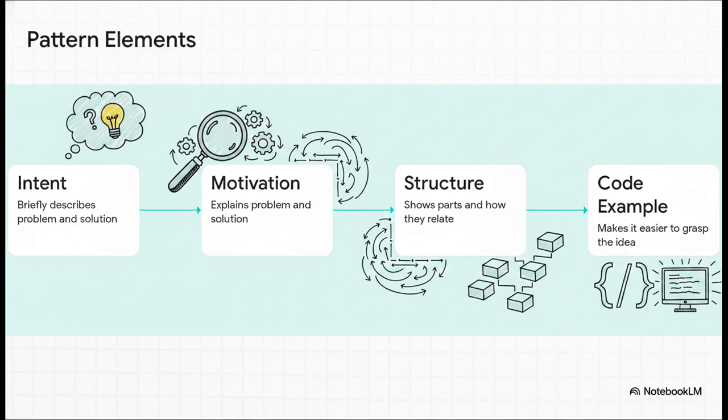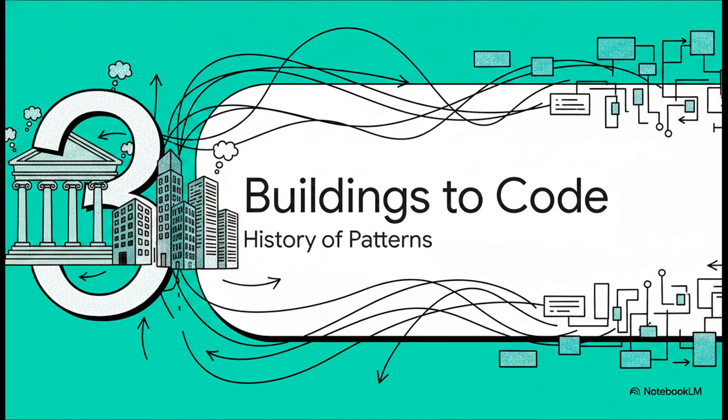Then comes the motivation, which goes a bit deeper into why this specific solution actually makes things better. Third is the structure. This visually breaks down the classes, showing you how all the different moving parts interact with each other. And finally, number 4, a code example. This gives you a real-world implementation in a popular language just to help bridge that gap from pure concept to actual working reality. Section 3, from buildings to code.